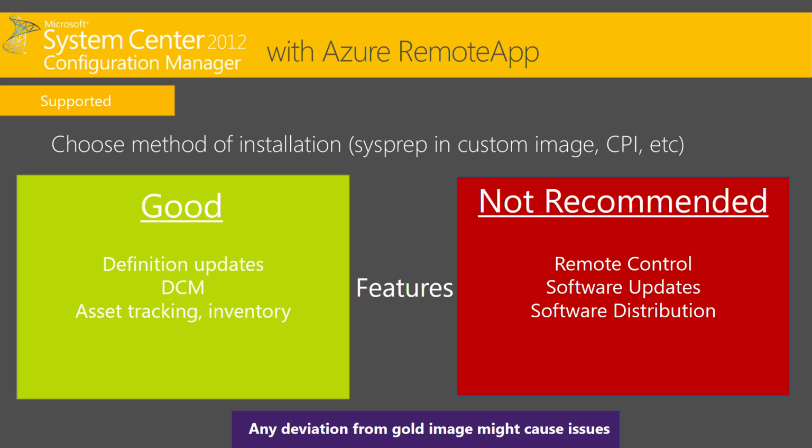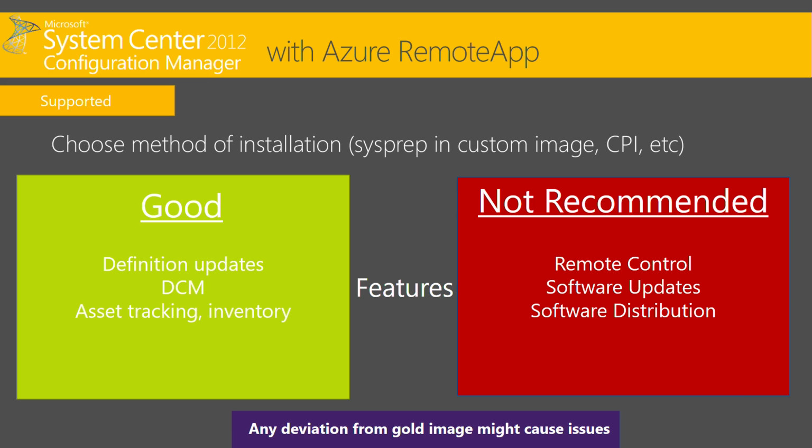deployment. So what's the real use of Config Manager in a non-persistent deployment? It makes sense in a persistent, but in a non-persistent, where those Azure Remote instances might get destroyed or created often, there are certain features of Config Manager that are good. Keeping those instances updated with definition updates is good. Using DCM or asset tracking, inventory, software metering, those are examples of good features to use with Config Manager with Azure RemoteApp.